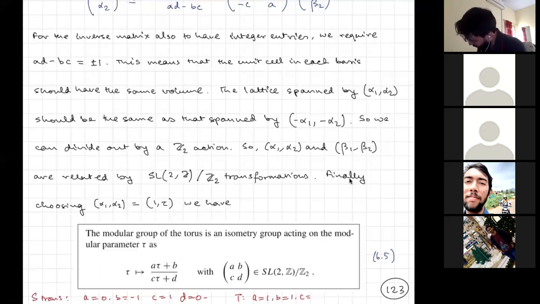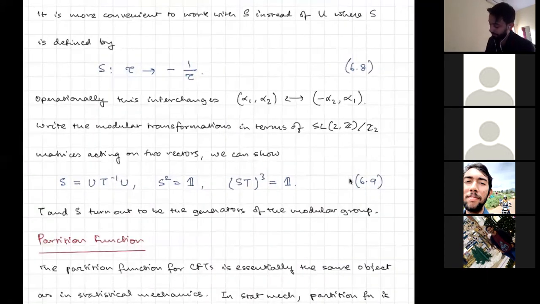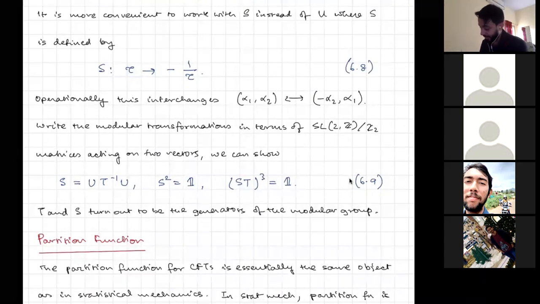C equal to 0, D equal to 1. So these are the forms of the transformations that we have highlighted out here. And it's important to look at these. What happens, and we're not going to prove this, is that S and T actually turn out to be the generators of this particular modular group.